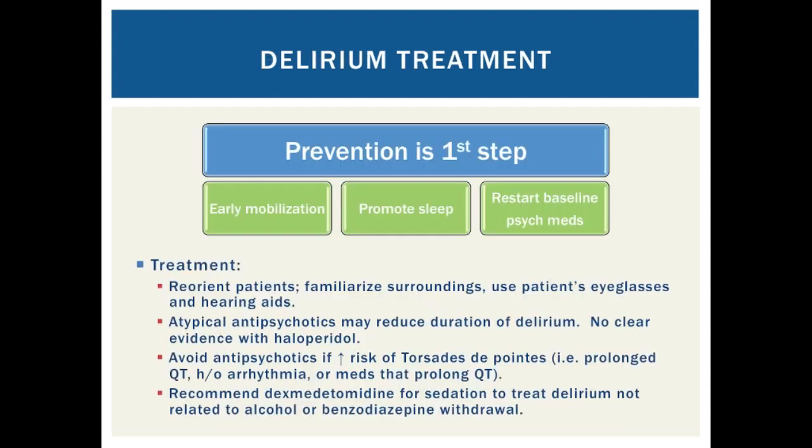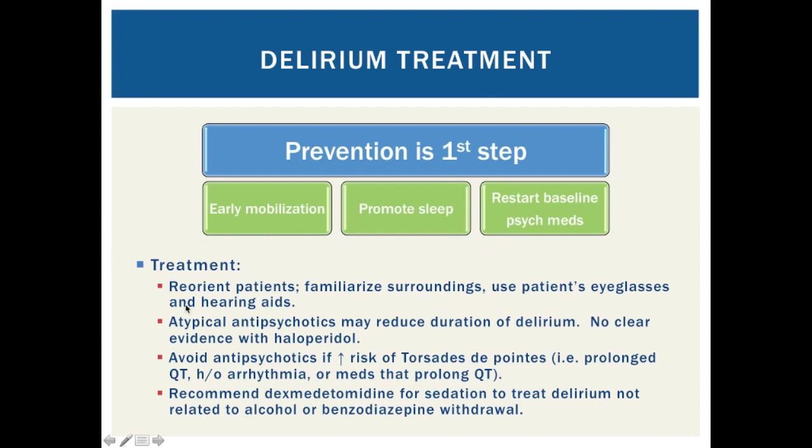So how do we treat delirium? Well, the first step is prevention. That's things like early mobilization and promoting normal sleep and wake cycles. That's closing your blinds at night, turning off the TV, getting the families to leave, trying not to interrupt them to sleep, and then during the daytime, lights up, in a chair, up, moving around. Then you can turn the TV on. The other thing you want to make sure of is to restart the baseline psych meds.